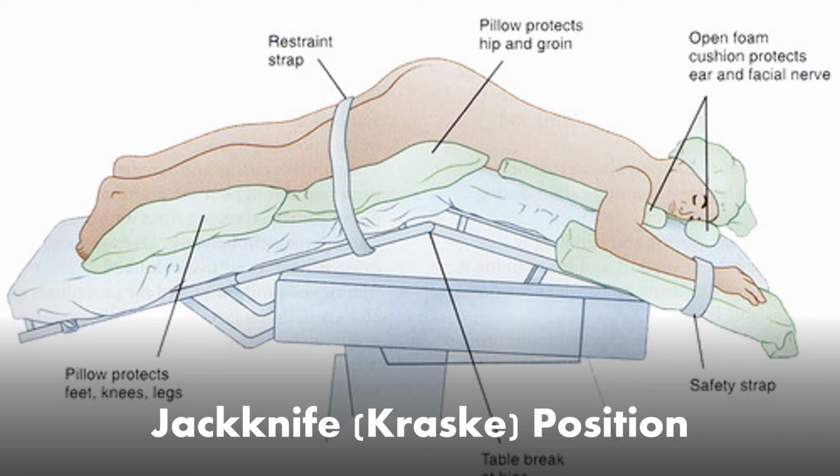Now here is a modified prone position called the jackknife or the Kraske position. So we're going to take all of the safety precautions that we just talked about with the prone position. The patient is going to be induced and intubated on the gurney. Then they're going to be log rolled into the prone position, and then the head of the bed is going to be lowered and the bottom of the bed is going to be lowered.